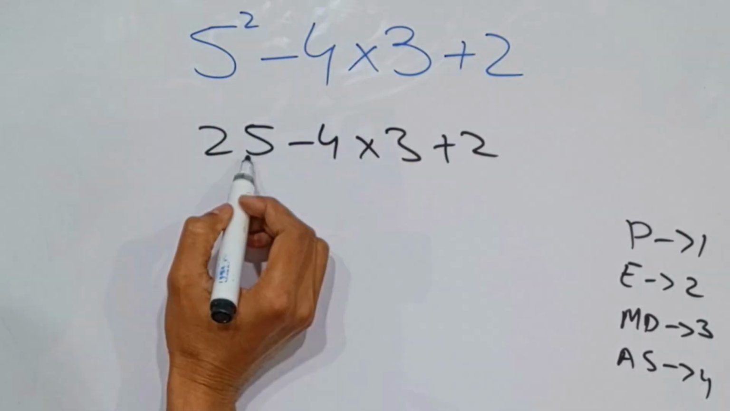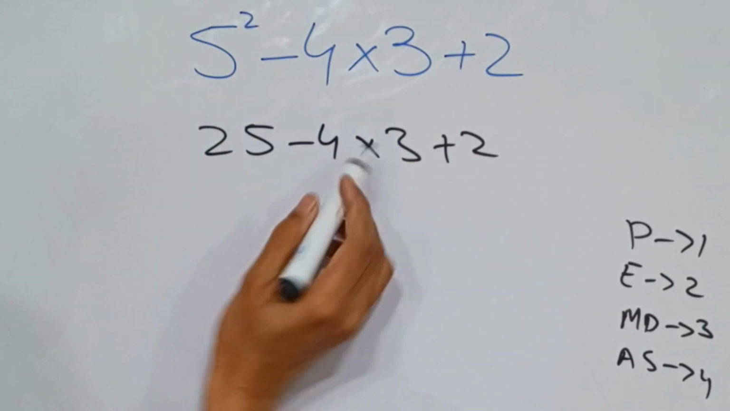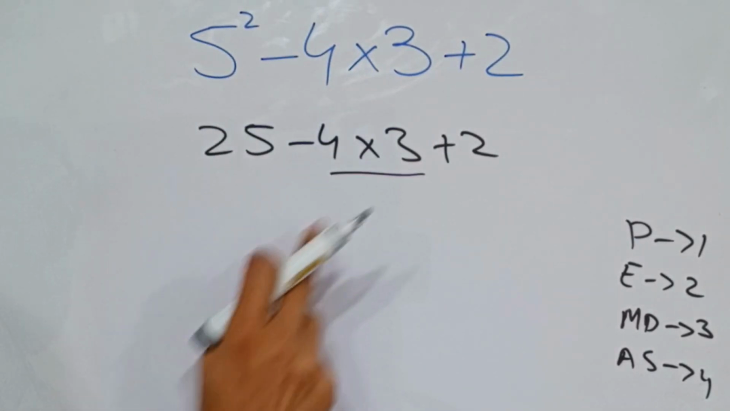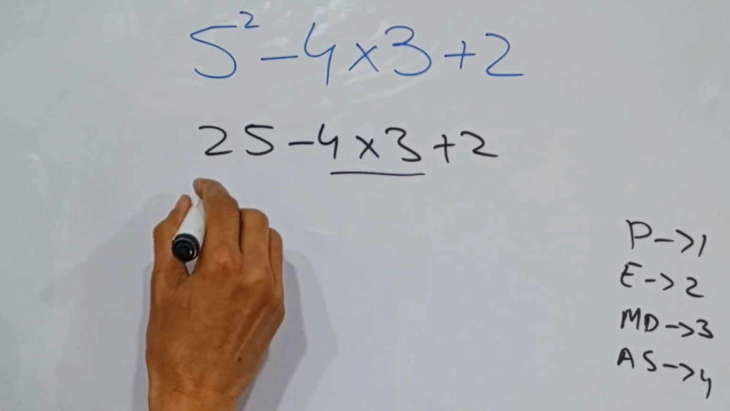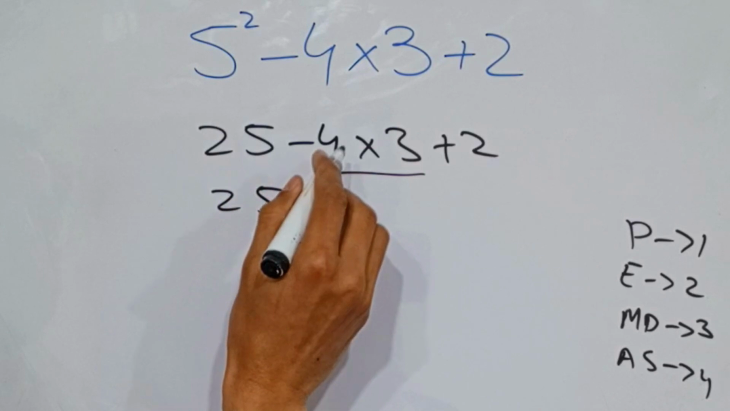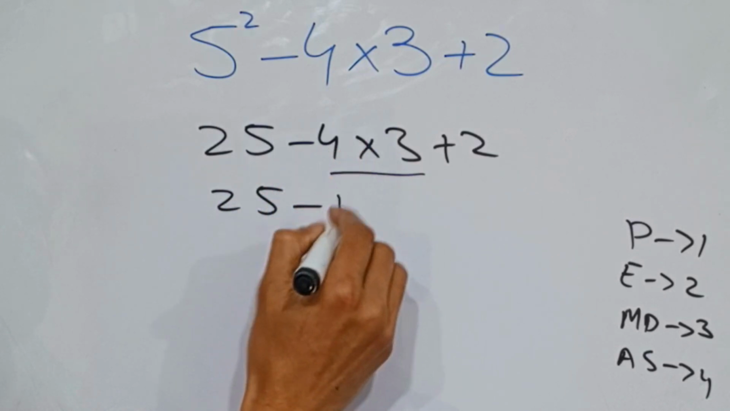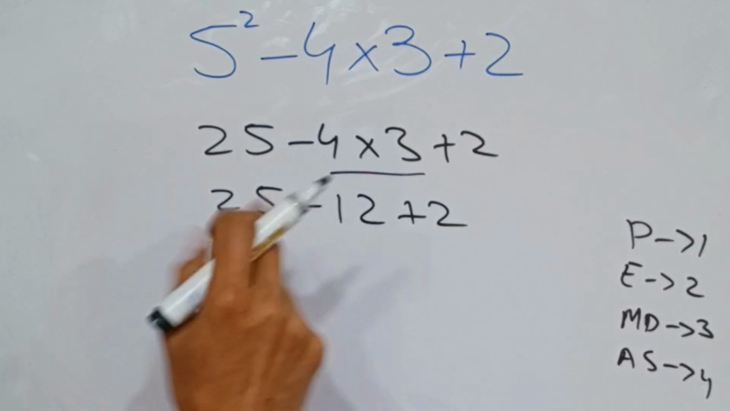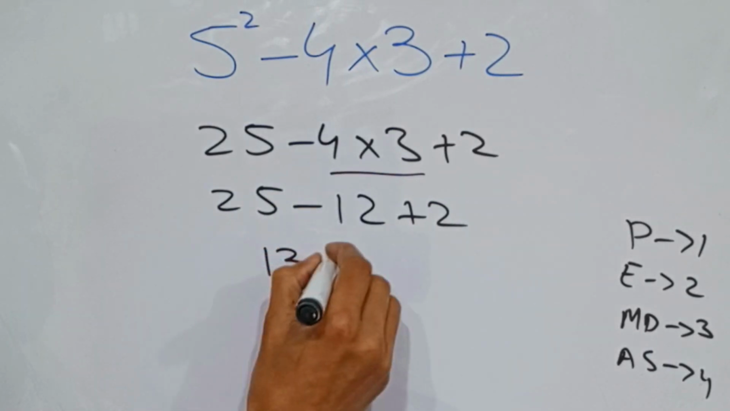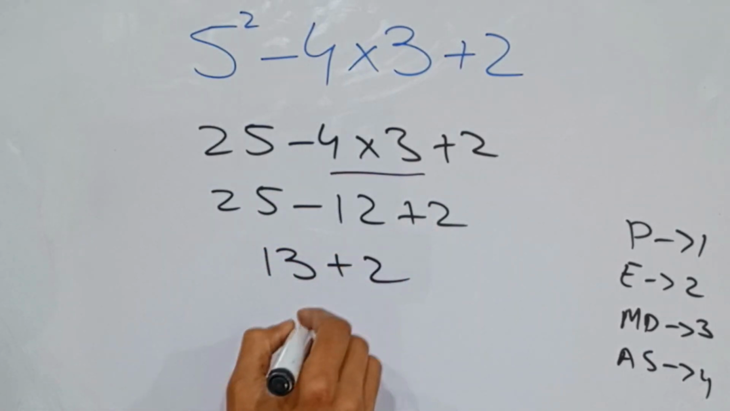So 25 minus 4 times 3 plus 2. No, multiply first, right? Multiplication and division must be done before addition and subtraction. So 4 times 3 equals 12. Now 25 minus 12 equals 13 plus 2, and 13 plus 2 equals 15.